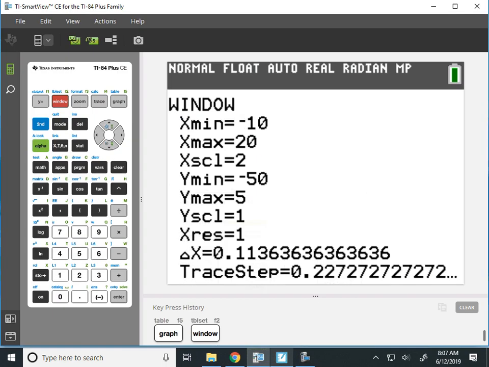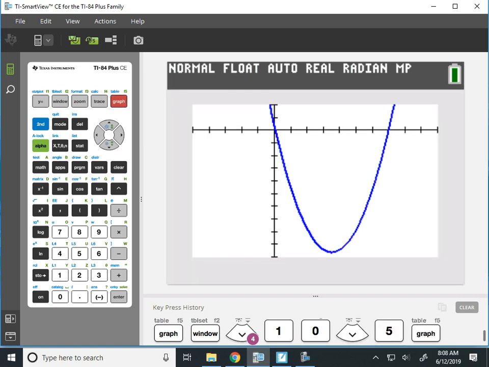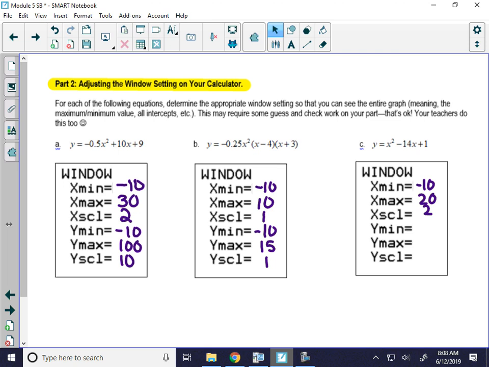Oh, I changed negative 50. I went up to the y-max of 5. I guess I could change that. I didn't mean to change the y-max to 5. I meant to change the scale to be 5, which only slightly changes the picture. But went from negative 50 to 10, and went by 5. And you can have slightly different numbers, but hopefully you see how you can adjust the x's and y's so you can see the whole picture.